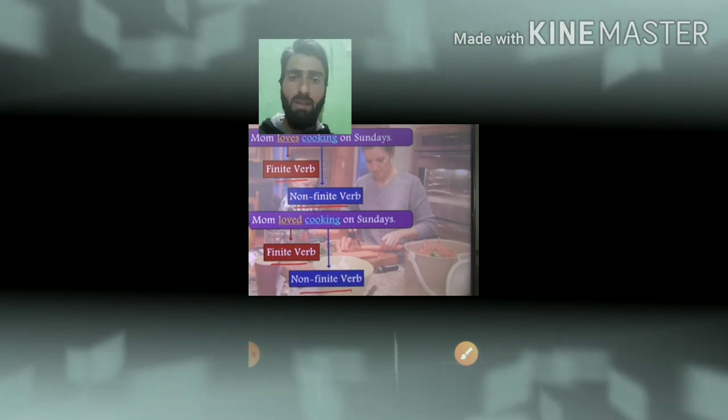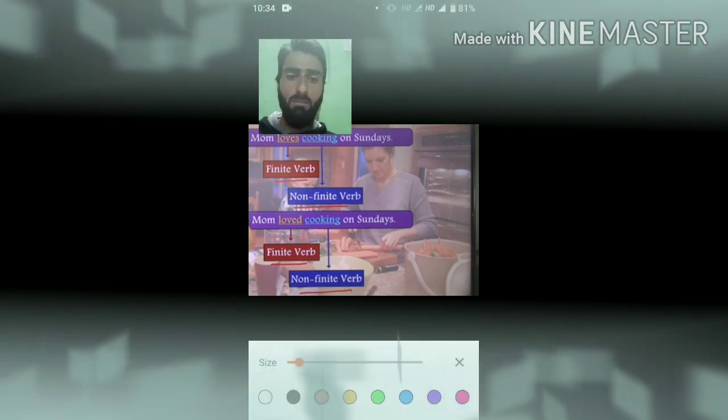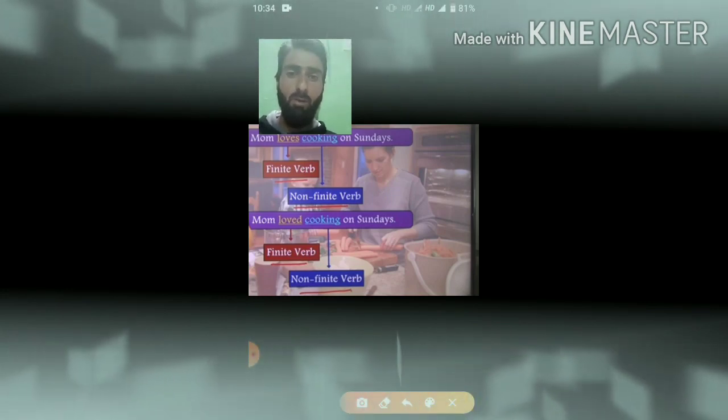In this sentence, mom loves cooking on Sundays. Mom loves. Loves has come just after the subject mom, so we call it a finite verb. And cooking here is used as a noun, and we call it a gerund, and we call it a non-finite verb. So loves refers to one action here, and cooking refers to another action.